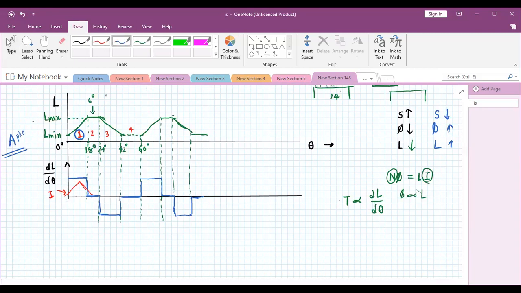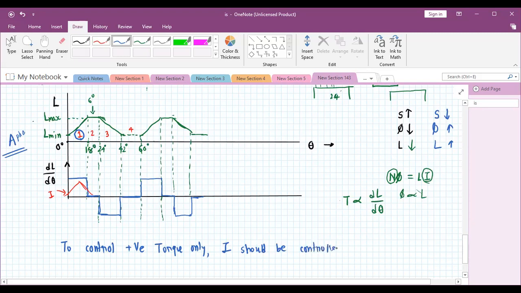Here I'm writing: to control positive torque only, it should be controlled, and that is done by applying voltage for a suitable time. What is the suitable time, that we are going to discuss.